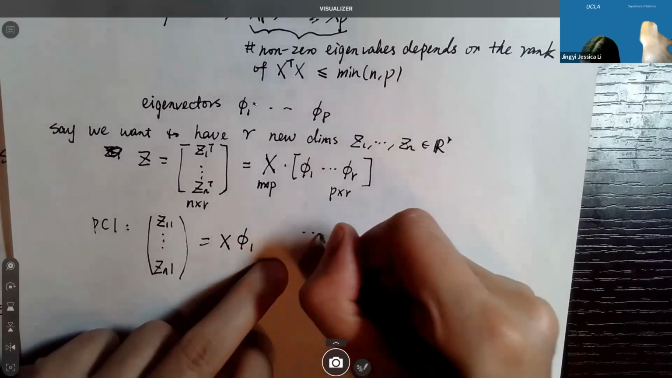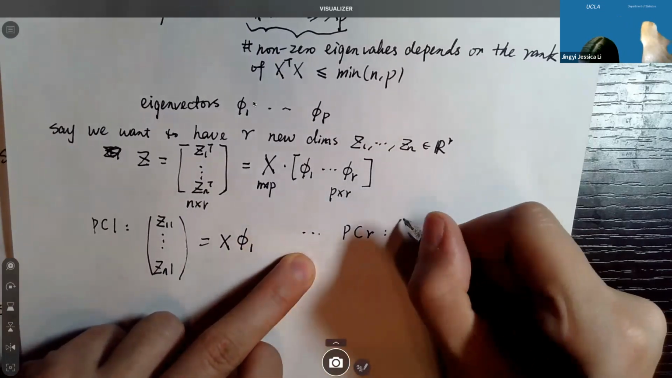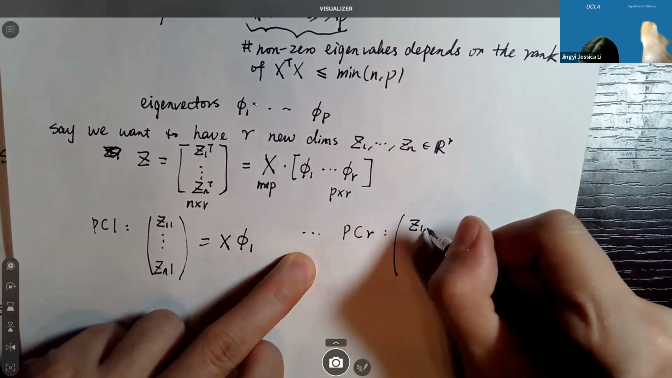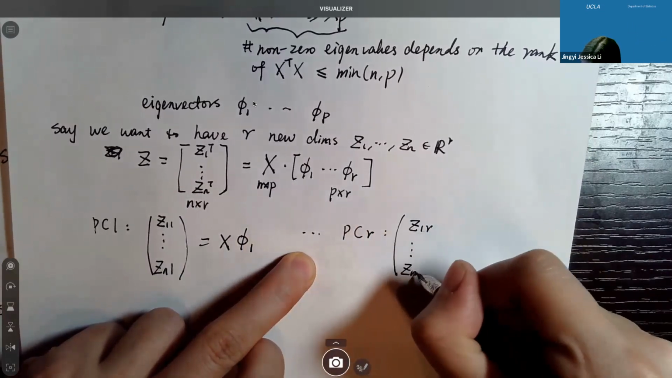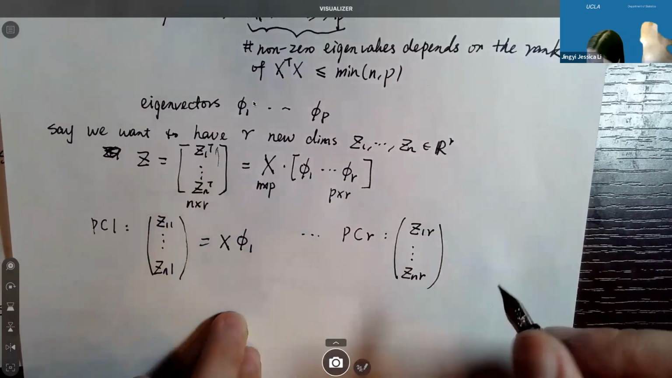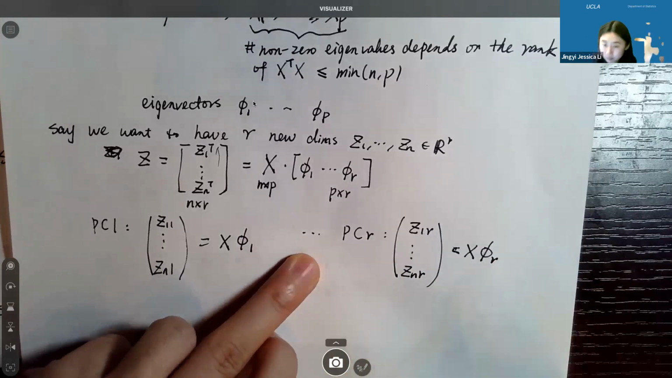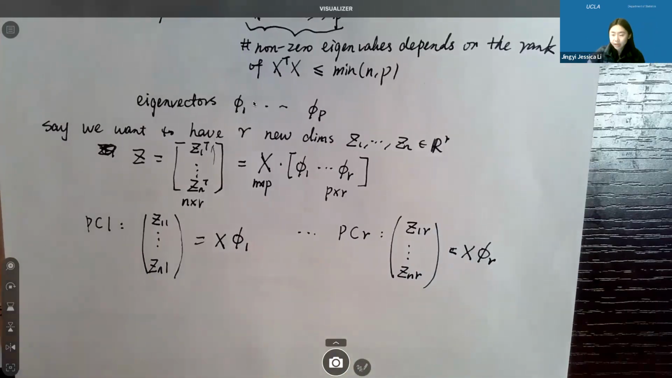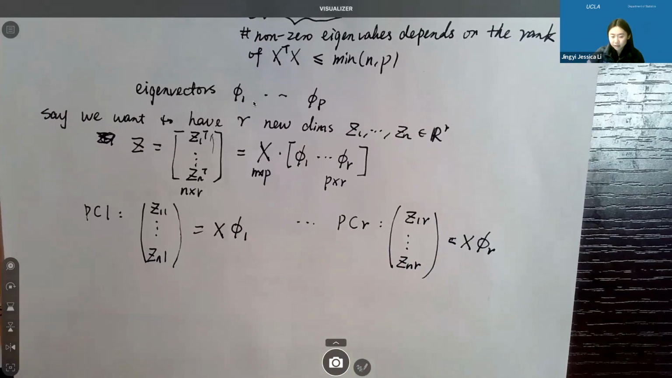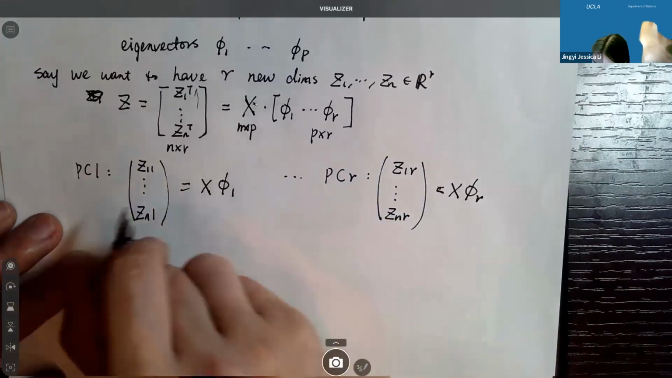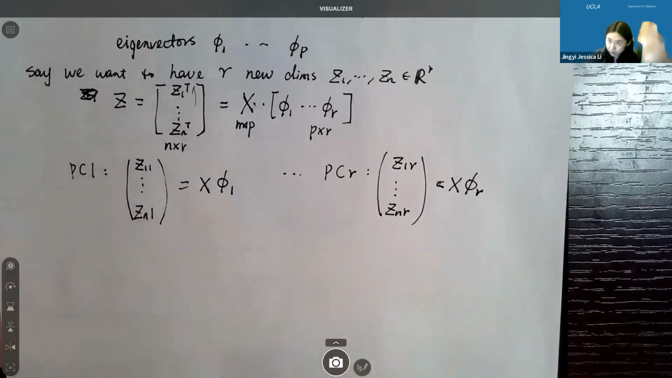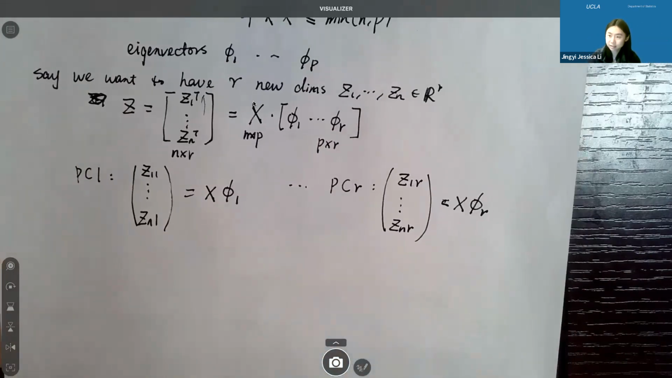And if you go to PCR, the rth PC, it's the vector Z1r to Znr. So the rth column of Z here, which is equal to X times phi r. Okay, so here I want to make a distinction. That is, each PC and loading are two different concepts. So PC is the X matrix times the loading vector. But in some contexts or some papers, people mistakenly call the loading vectors PCs, but that's not correct.